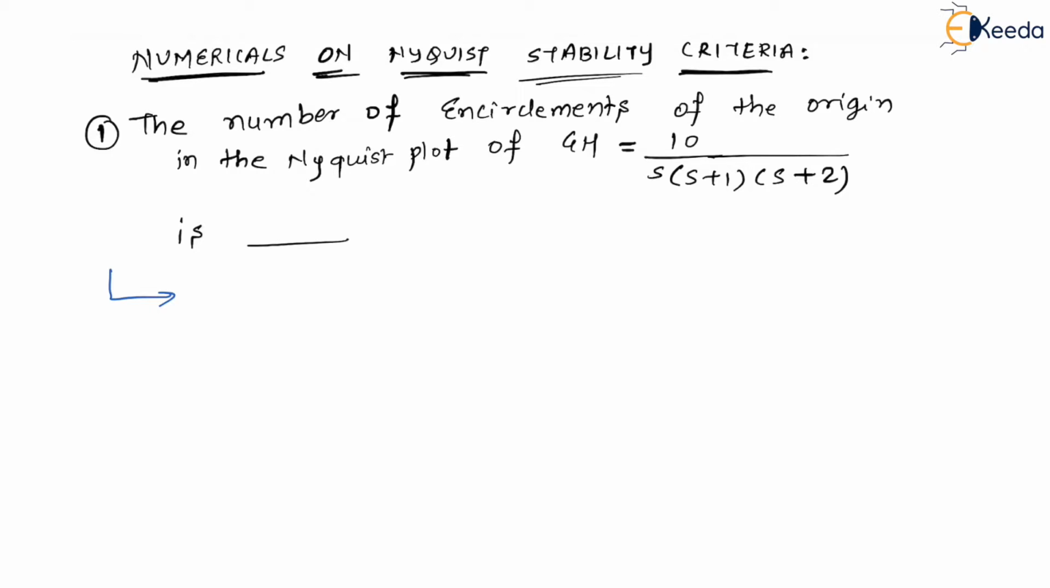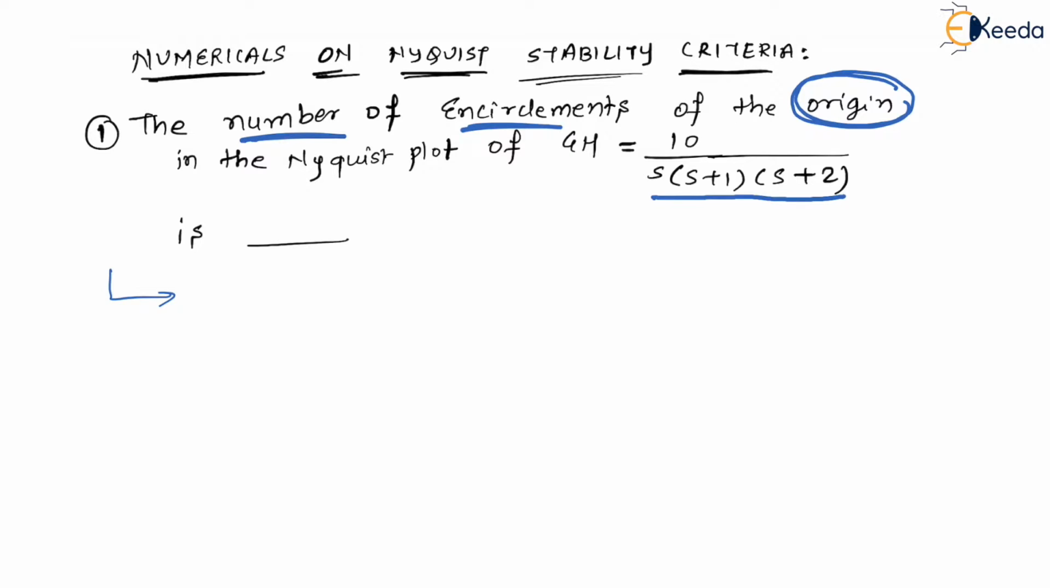If you see the number of encirclements of the origin, this is very important, of the origin in the Nyquist plot of GH equal to 10 upon S into S plus 1 and S plus 2 is dash. How do you do that?